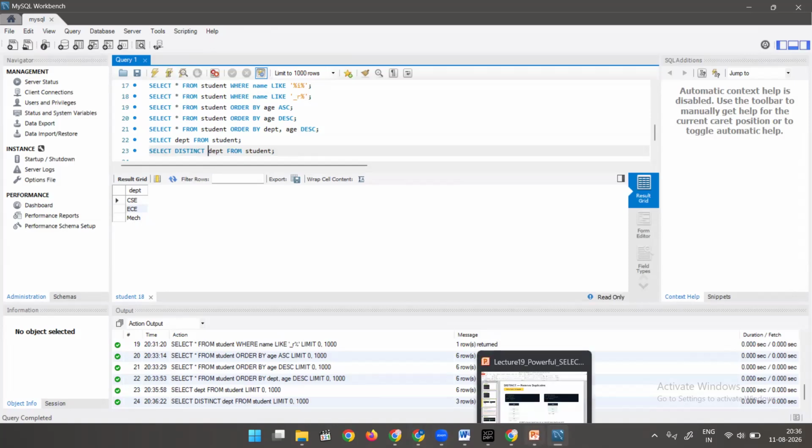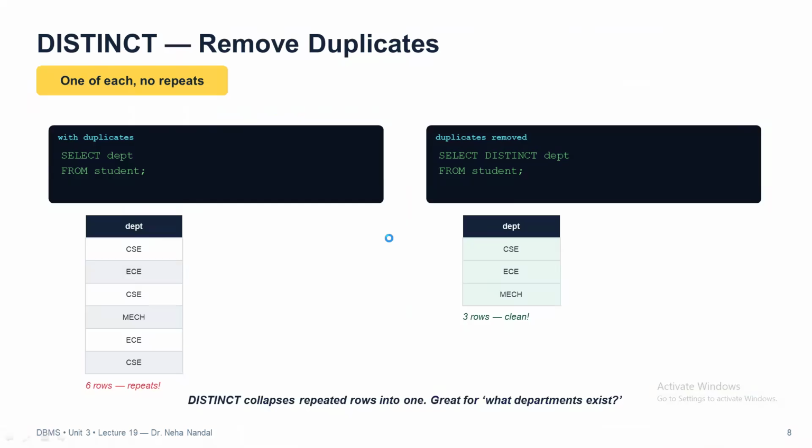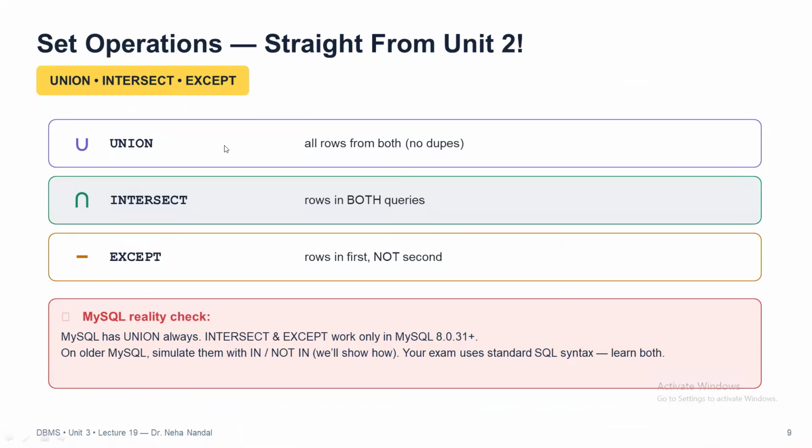That is our set operations. Okay, so in set operations in select with select commands in MySQL, again like we did in algebra, union returns all rows from both, intersect returns rows in both queries, except returns rows in first but not available in second. So MySQL has union, intersection, except works only with some versions. So we can simulate them with in, not in, if that is not available.